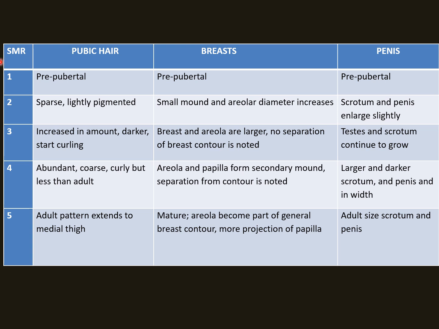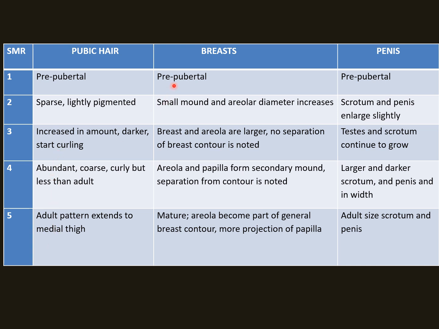Quickly, we'll go over the sexual maturity rating and staging in boys and girls from stage 1 to stage 5. For the pubic hair, both girls and boys are the same. In stage 1, prepubertal, the second stage is sparse and lightly pigmented pubic hair. Third stage, increased in amount and darker and starts curling. Stage 4, abundant, coarse, curly, but less than adult. It does not extend to the thigh. Stage 5 extends to the thigh. So the difference here, the extension to the thigh, you should notice in your exam.